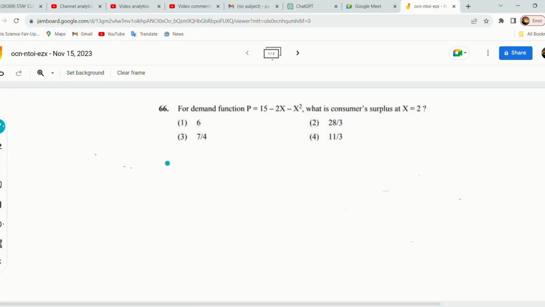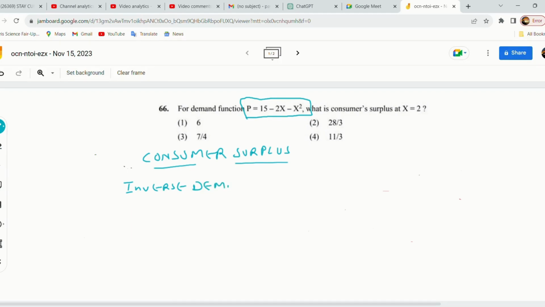In this question, we have to find out consumer surplus, and we have been given an inverse demand function. This is the inverse demand function, and this is the quantity, x is equal to 2. We have to find out consumer surplus at this quantity.